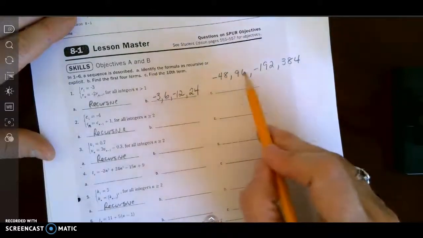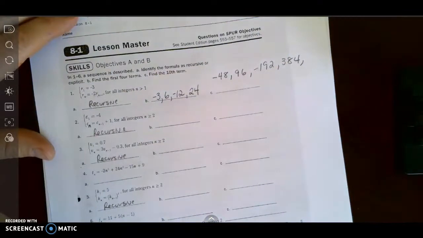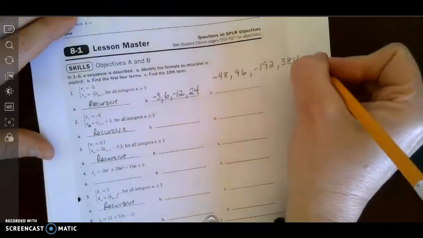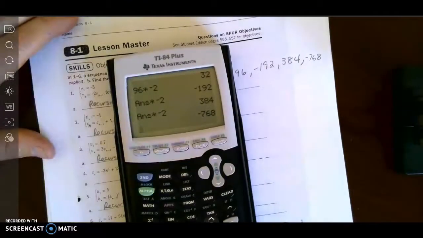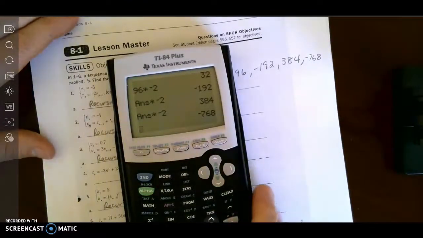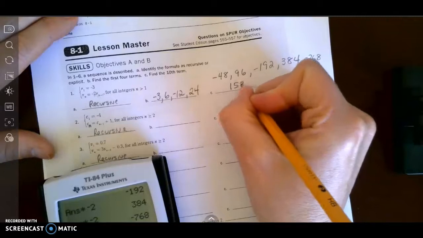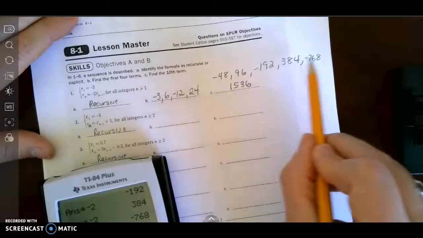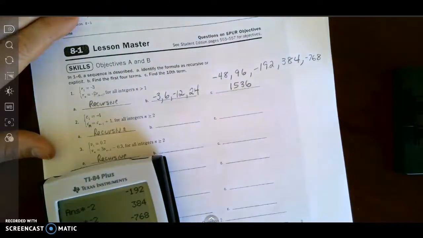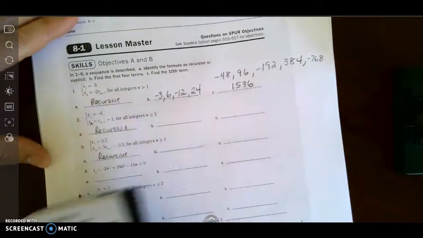So 4, 5, 6, 7, 8, times -2, -768. I just want to show you, all I'm doing on my calculator is multiplying by -2, times -2, and I get 1,536. And that was the 4, 5, 6, 7, 8, 9, 10th term. So sometimes you have to do that kind of work to get to that 10th term.